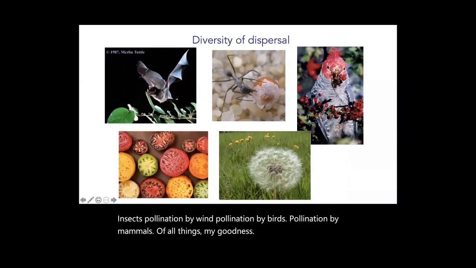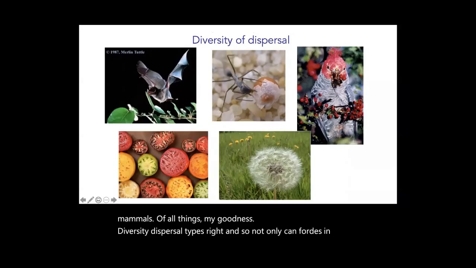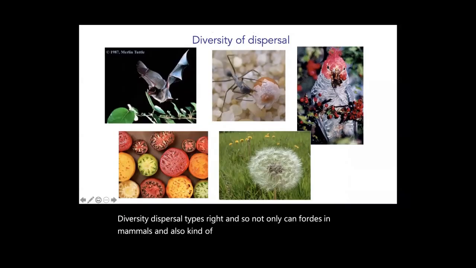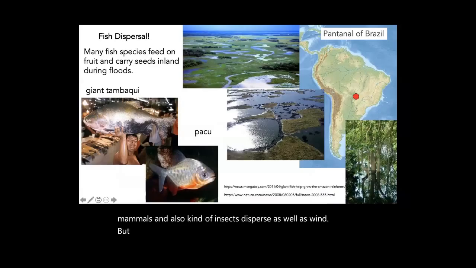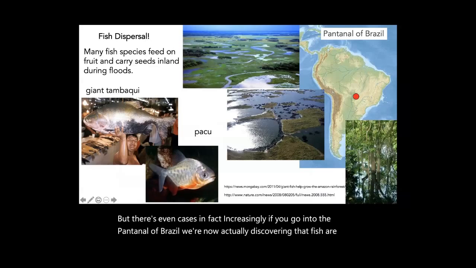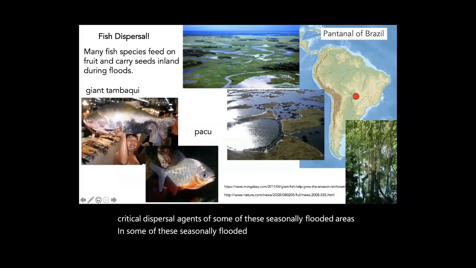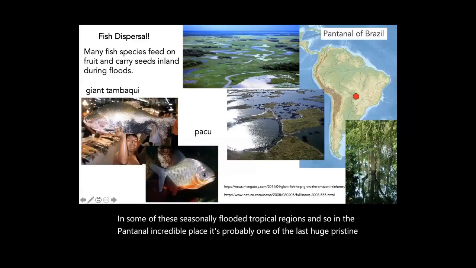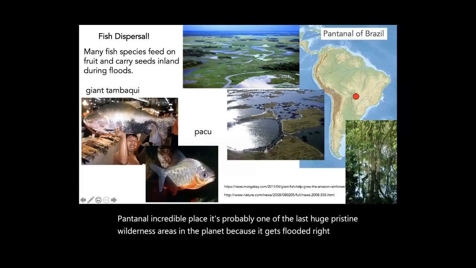Diversity of dispersal types. And so not only can birds and mammals and also insects disperse as well as wind, but there's even cases, in fact, increasingly, if you go into the Pantanal of Brazil, we're now actually discovering that fish are critical dispersal agents of some of these seasonally flooded tropical regions. And so in the Pantanal, incredible place. It's probably one of the last huge pristine wilderness areas on the planet because it gets flooded, so it's not open to agriculture a lot.